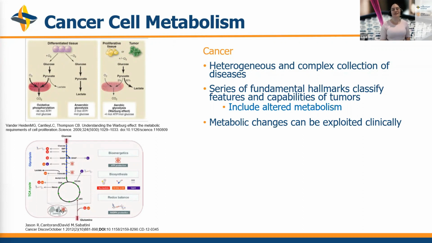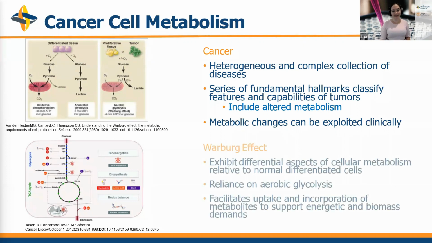Under normal conditions, in the presence of oxygen, these cells will metabolize glucose to pyruvate through glycolysis, and then to CO2 via oxidative phosphorylation. In the absence of oxygen, under anaerobic conditions, normal cells will redirect this pyruvate away from mitochondrial oxidation and generate lactate. Cancer, on the other hand, really relies on aerobic glycolysis.